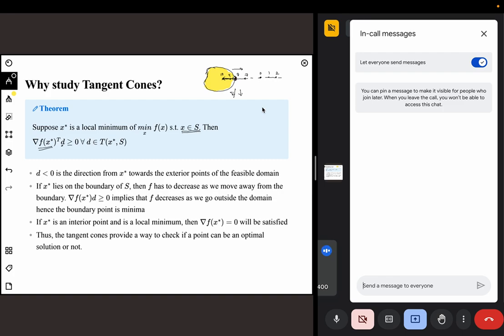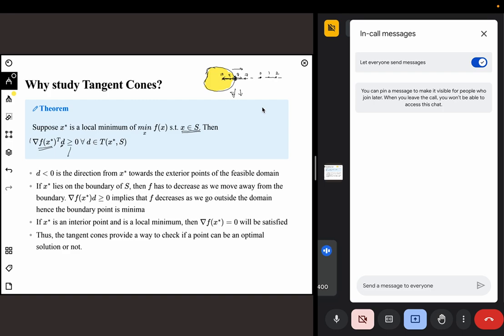So to state that mathematically, what we do, we take the gradient of f. That will be pointing outwards, and then we take the tangent cone d, and we take a dot product of both of them. If the gradient is decreasing in the direction that you are moving along as you move towards the interior point, so if this product is positive, it means d is positive when you move towards the interior, and del f x is positive if the value of the function increases in that particular direction. So as the function increases, if you move towards the interior of the domain, then this particular point will be the minimum.